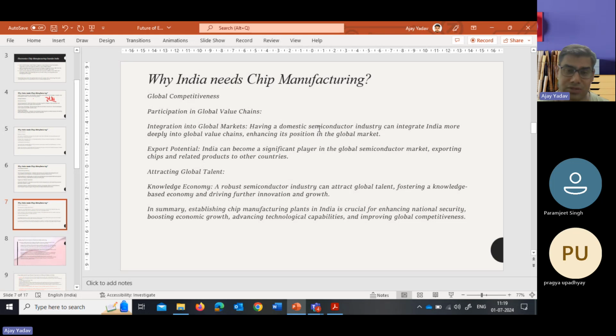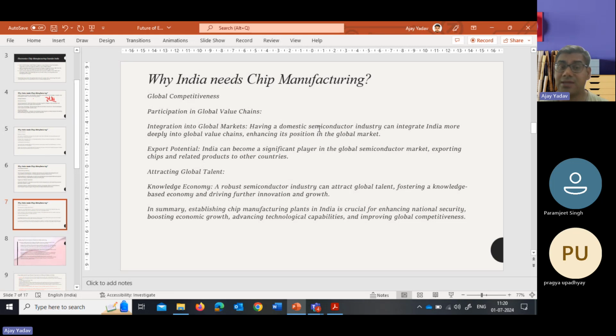So overall, what I want to say is why we need to manufacture chips in our country. It is good for our national security. It will boost our economic growth. We will have advancing technology capability, complex capability, and it will improve India as a country in the global competitive market. So all these reasons are there. That's why we need chip manufacturing in our country.